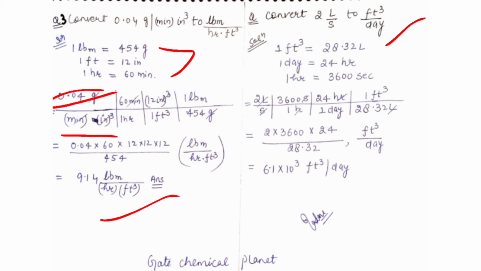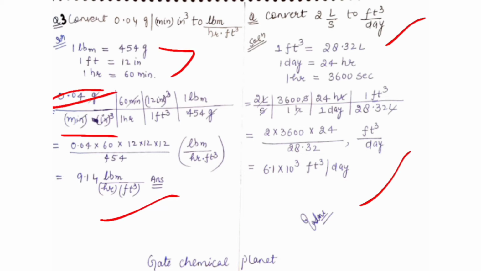And also put 1 feet cube equals 28.32 liters. Here 2 is in liter and liter will cancel out. So now we will get the final answer in feet cube per day. The answer is 6.1 times 10 to the power 3 feet cube per day.